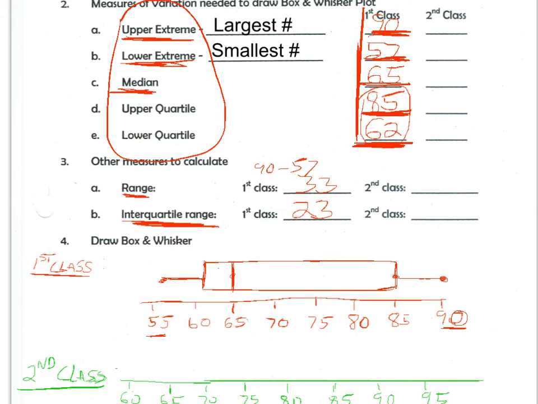So that's all we need. Let's just summarize this. You just need 5 points. I'll use LE, that's lower extreme. LQ, that's lower quartile. M is the median. Then we have UQ, that's the upper quartile, and UE, that's the upper extreme. And that, folks, is your box and whisker plot.